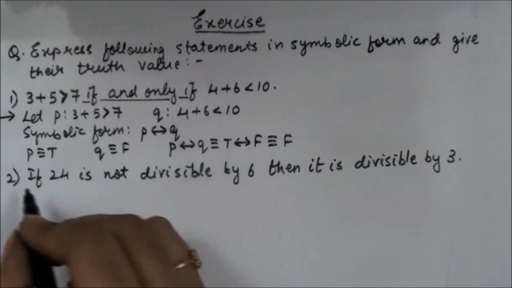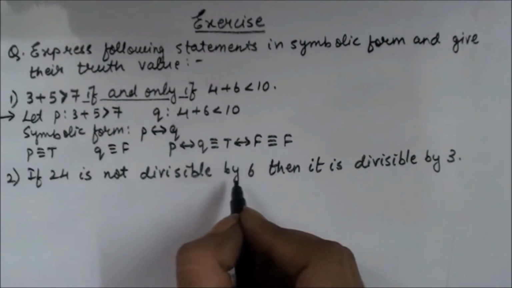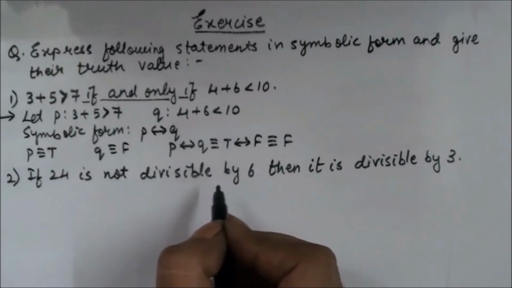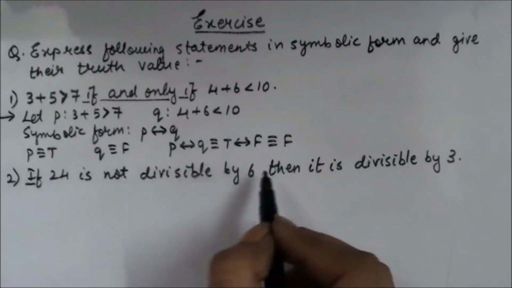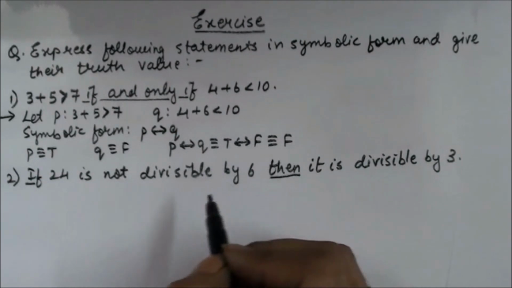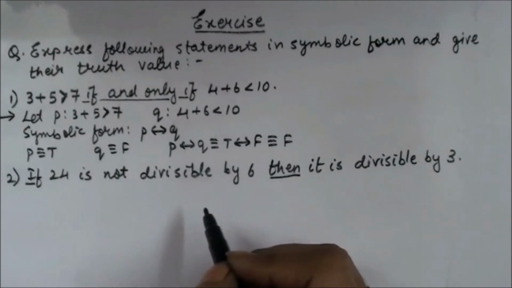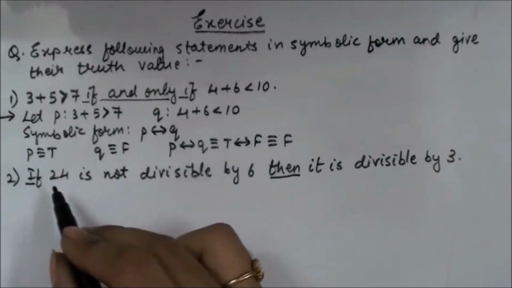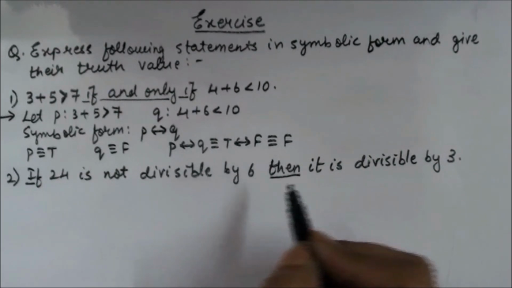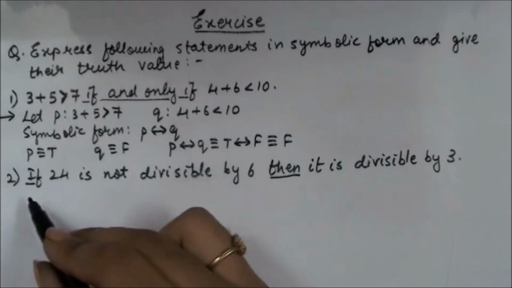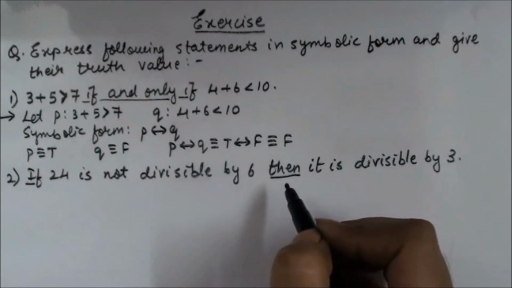Second question is, if 24 is not divisible by 6, then it is divisible by 3. Now this is also a simple question because you can see that both the statements are combined using this phrase, if, then. Now you can solve this question in two ways. First way, in which you have two statements. First statement is 24 is not divisible by 6 and second, it is divisible by 3. And then you are combining them using this phrase if, then.